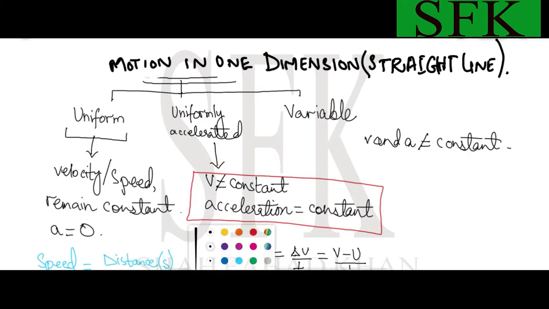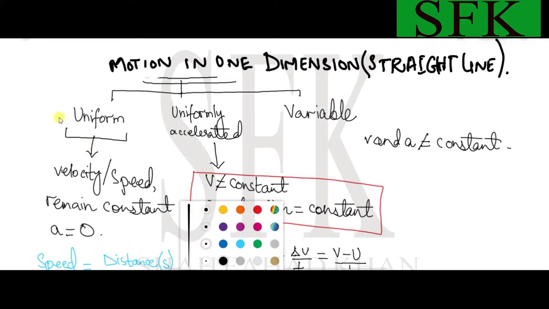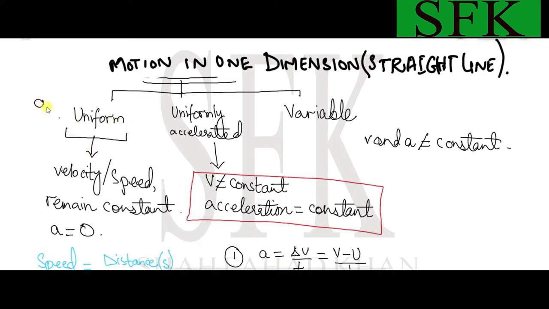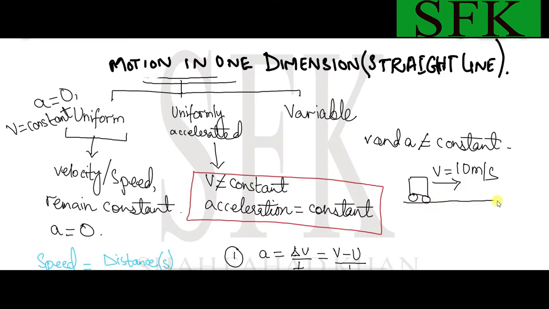Uniform motion is a motion in which acceleration is zero and velocity or the speed is constant. The speed does not change. Let's say I have a small car and it keeps moving in a straight line with a velocity of 10 meters per second, and this velocity does not change. We say that this body is undergoing a uniform motion. The velocity and the speed remain constant.